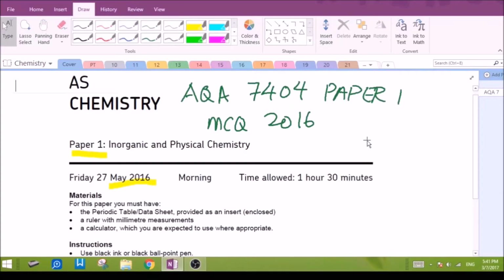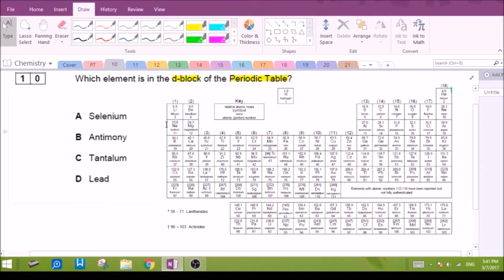In this video, we'll be looking at the multiple choice questions from AQA Chemistry Paper 1, code number 7404, from the year 2016. Right, the first MCQ question, question 10.